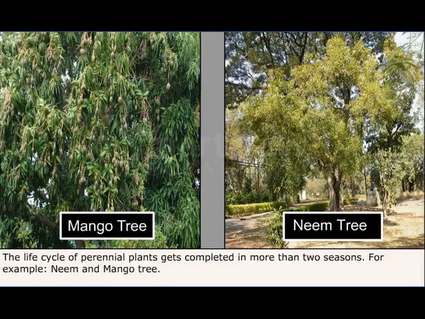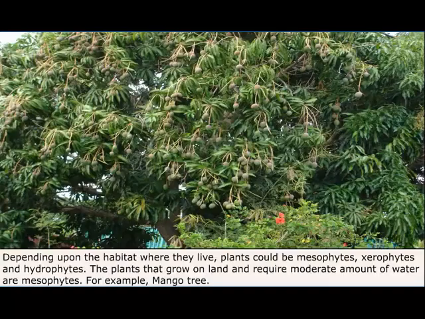Perennial. The life cycle of perennial plants gets completed in more than 2 seasons. For example, neem and mango tree. Depending upon the habitat where they live, plants could be mesophytes, xerophytes, and hydrophytes. Mesophytes. These plants grow on land and require moderate amount of water. For example, mango tree.